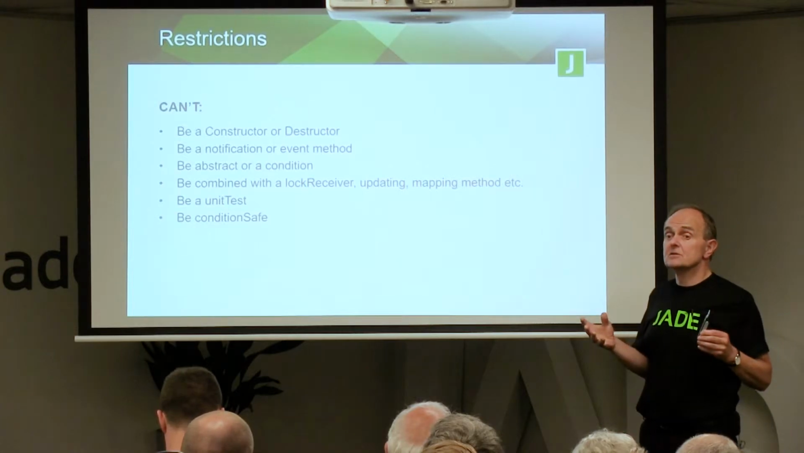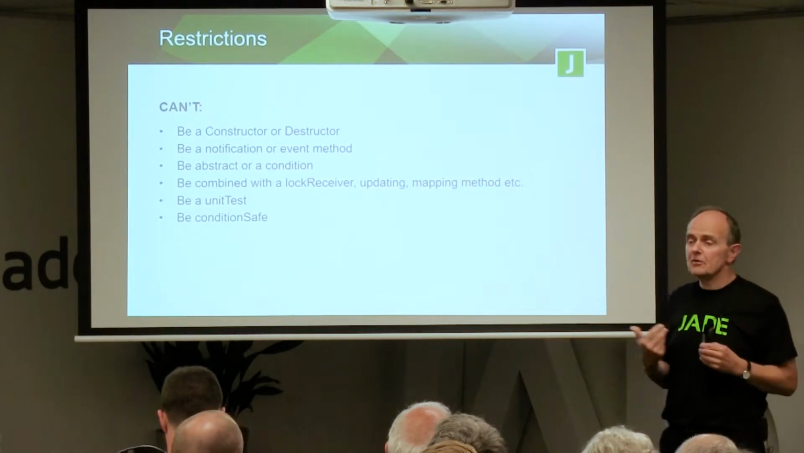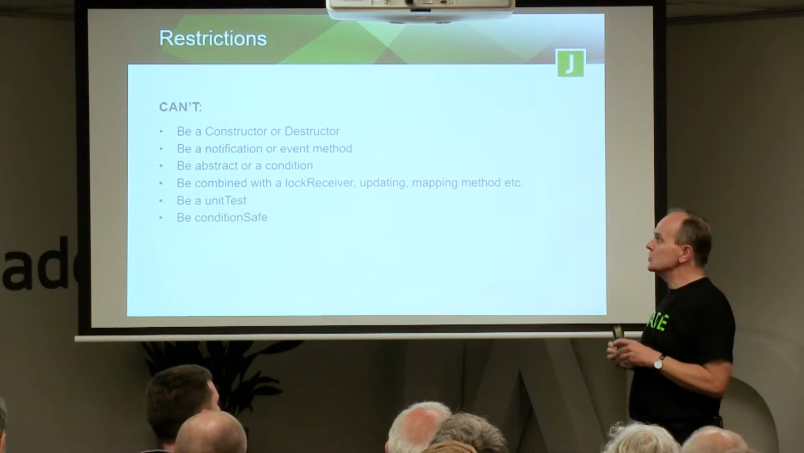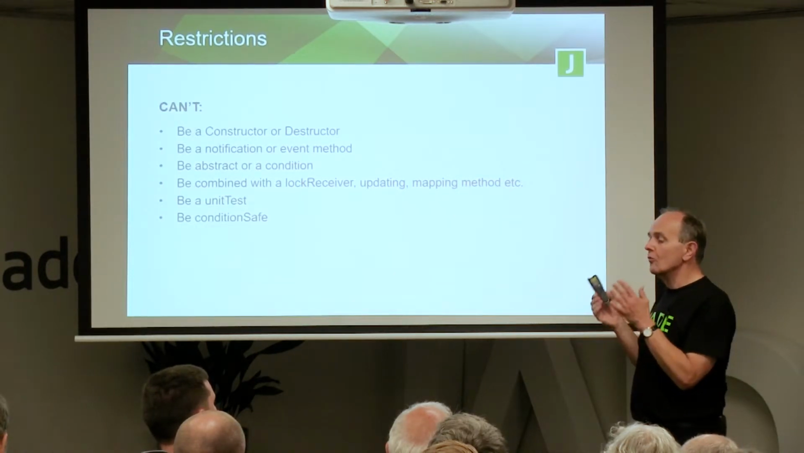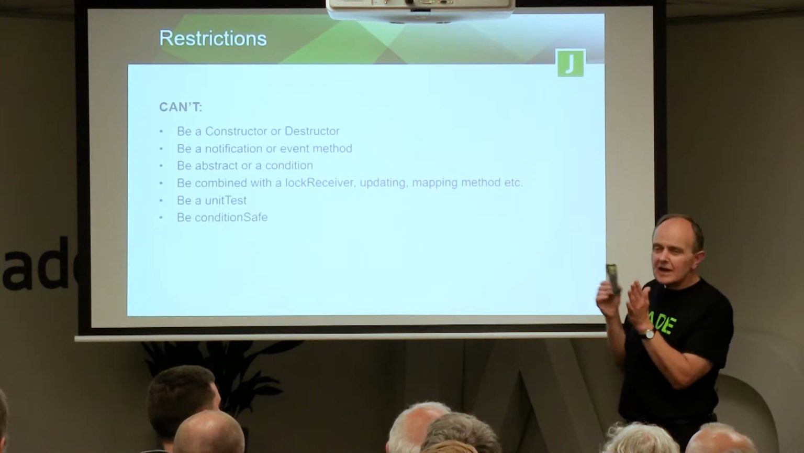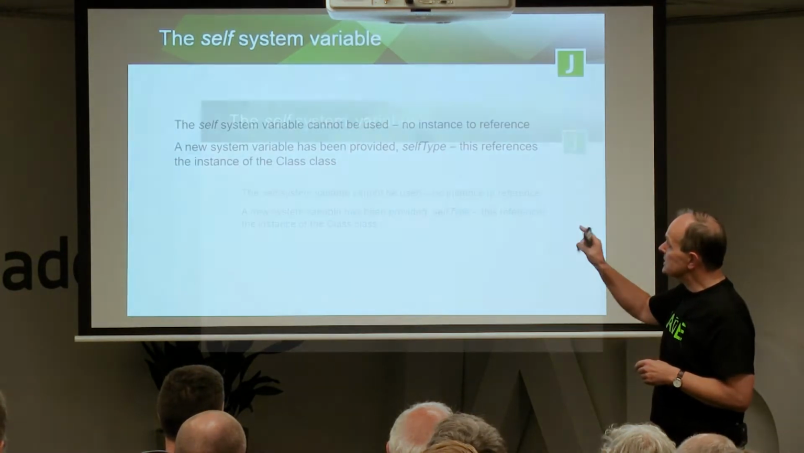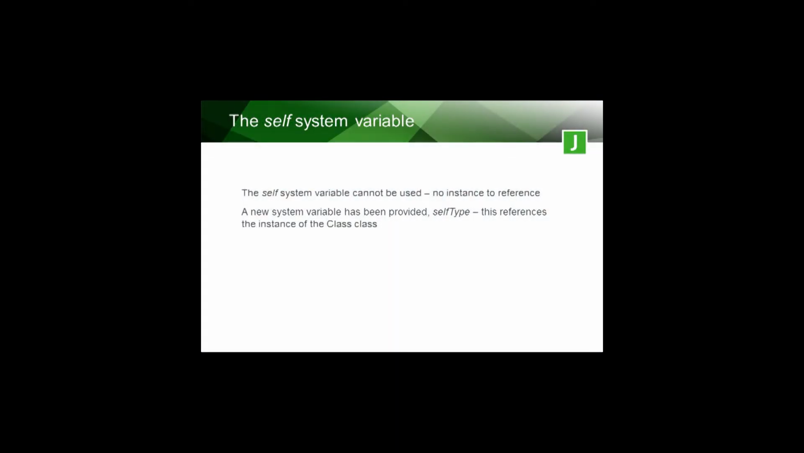If you've got an instance, if you're running a method off a real instance and you do self, you know exactly what you mean. But now you're running a method on the class, so self has a different sort of connotation. So what we've done is we've made the self system variable not available in a type method. So if you include it in a type method, you'll get a compile error.